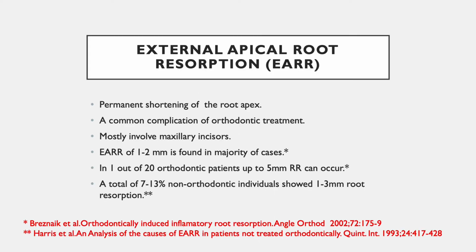External apical root resorption. It produces permanent shortening of the root apex, a common complication of orthodontic treatment, mostly involving the maxillary incisors. 1 to 2 millimeters is found in the majority of cases. 1 out of 20 orthodontic patients may end up having external apical root resorption of up to 5 millimeters. In 7 to 13% of non-orthodontic patients also have 1 to 3 millimeters of root resorption.